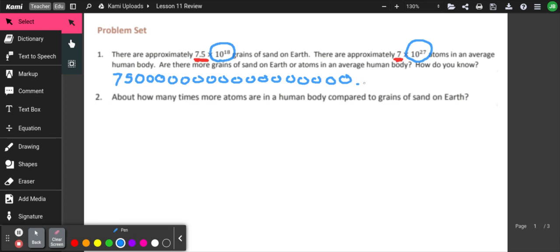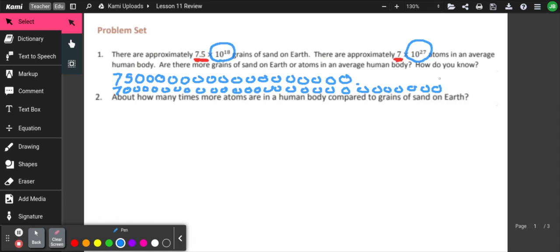Now, the difference is for the atoms in a human body, we're going to have a 7, and then we're going to put 27 more place values to the right. So we're going to have our 7, and then 1, 2, 3, 4, 5, 6, 7, 8, 9, 10, 11, 12, 13, 14, 15, 16, 17, 18, 19, 20, 21, 22, 23, 24, 25, 26, 27 zeros. Oh my goodness, that is a huge number.